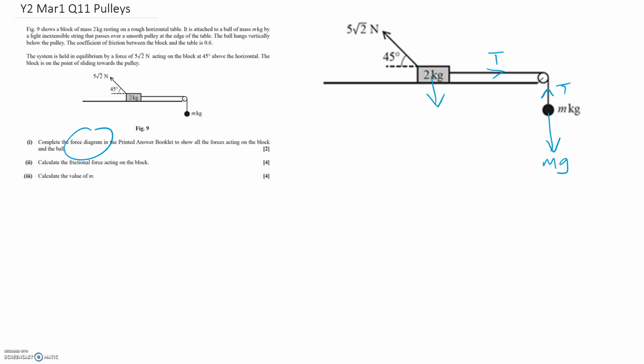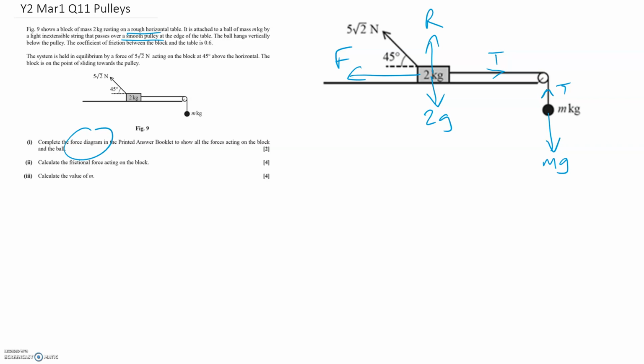There's going to be the weight of the block, which is 2g, and the normal contact force of the block, which is R. The pulley is smooth, but the table is rough, so there will be a frictional force going in that direction. So I think that's all the forces marked on the diagram now.